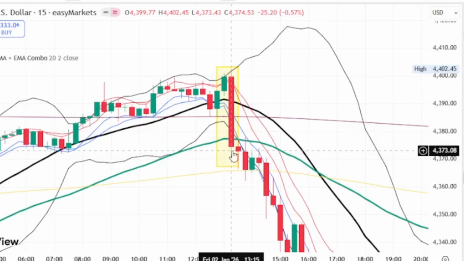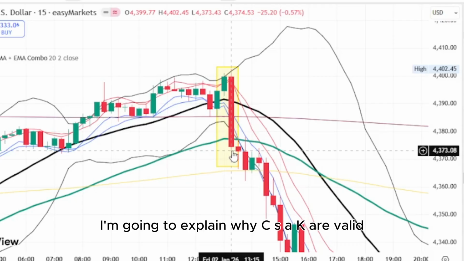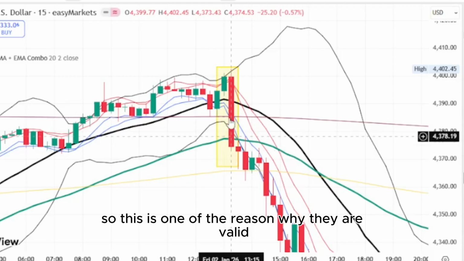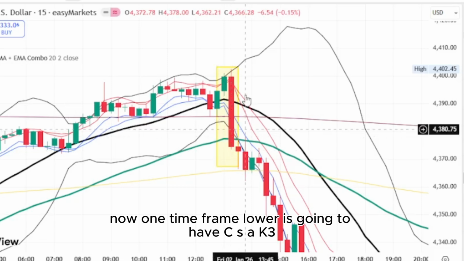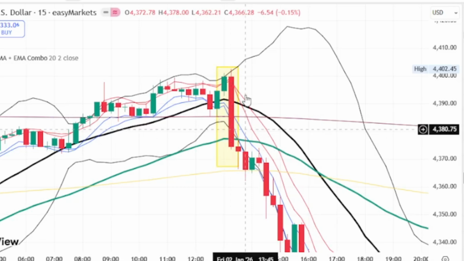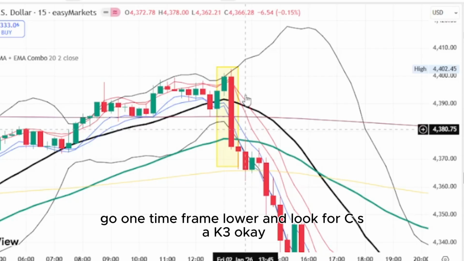Okay, so those are one of the reasons why CSAK is going to be valid. Like I said, when we get to the end of the video, I'm going to explain why CSAK are valid and when they are not valid. So this is one of the reasons why they are valid. I've actually told you one reason now. One time frame lower is going to have CSAK 3. If you see CSAK 2 on a time frame higher, go one time frame lower and look for CSAK 3.